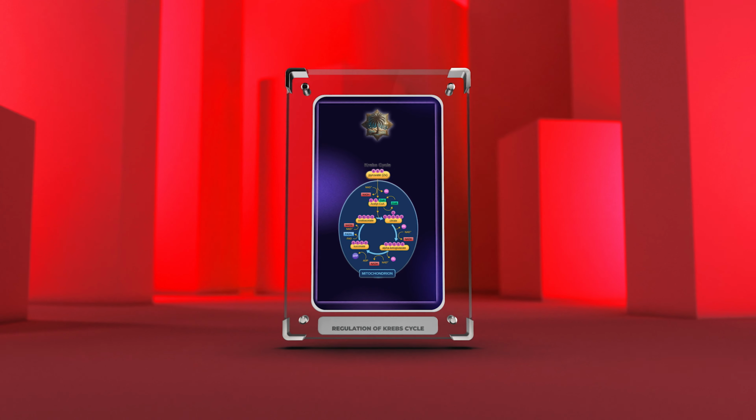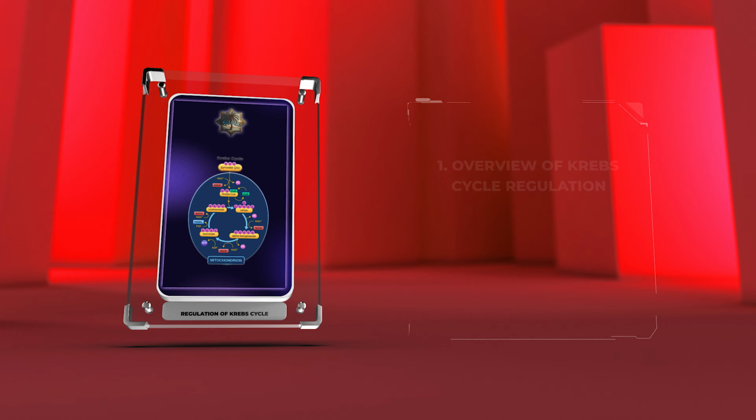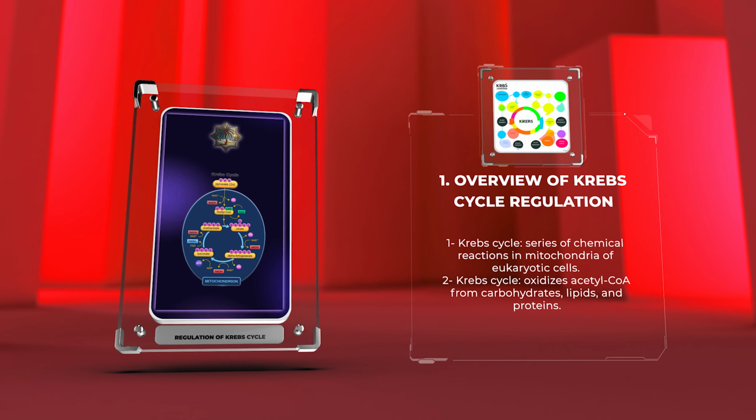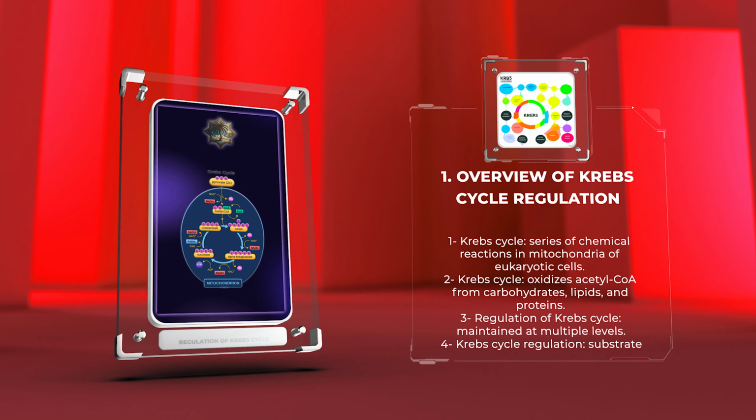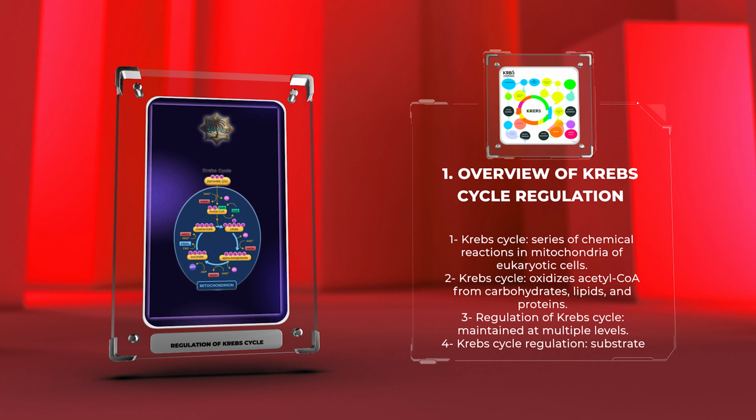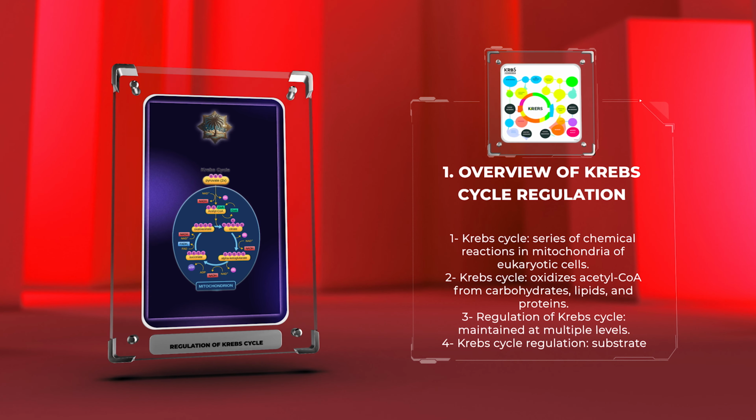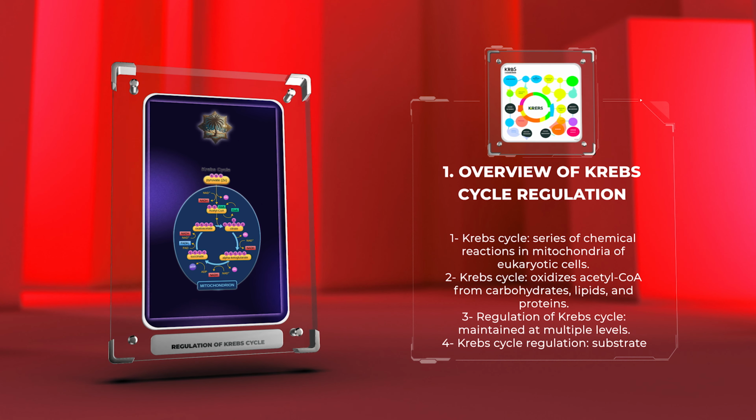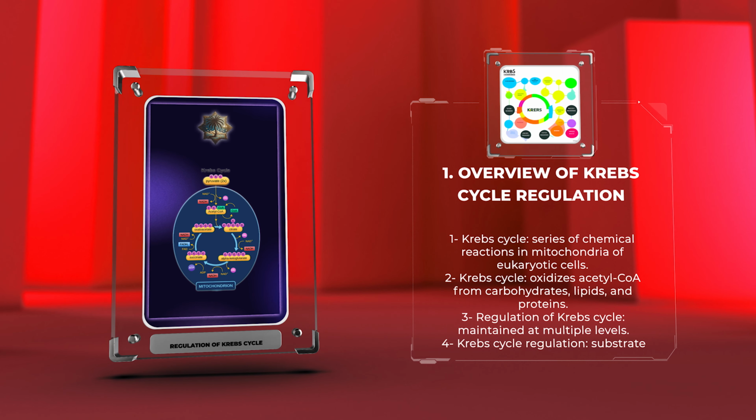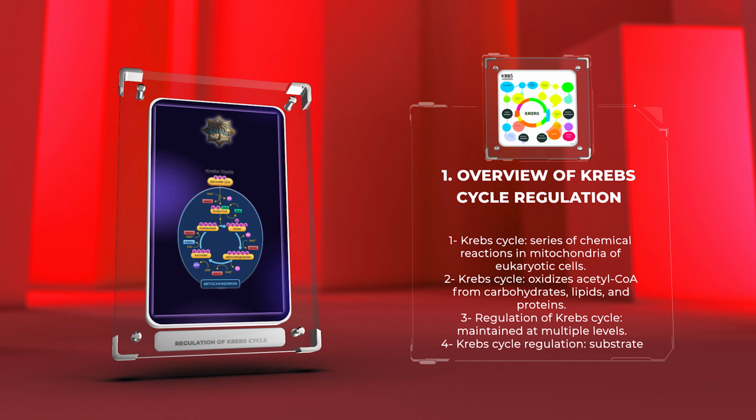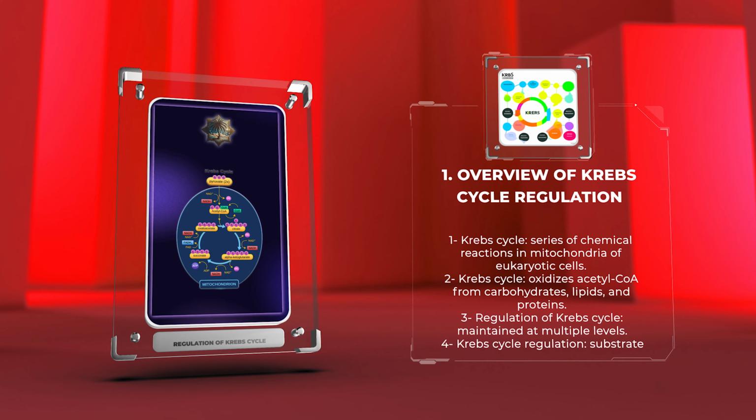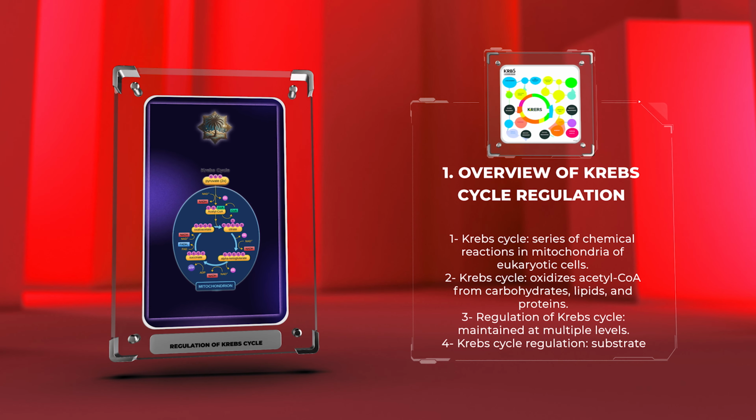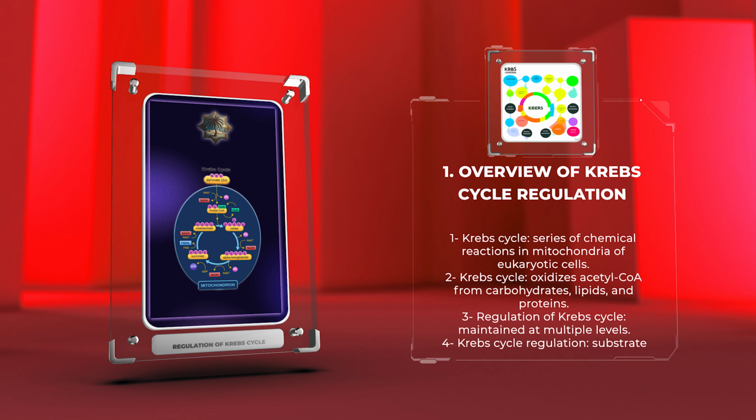Now let's explore the 12 different aspects of Krebs cycle regulation in detail. The Krebs cycle is a series of chemical reactions that occur in the mitochondria of eukaryotic cells, efficiently oxidizing acetyl-CoA derived from carbohydrates, lipids, and proteins. It is regulated at multiple levels to maintain homeostasis and ensure optimal energy production. Regulation occurs through various mechanisms such as substrate availability, allosteric effectors, hormonal signals, and enzyme activity modulation.